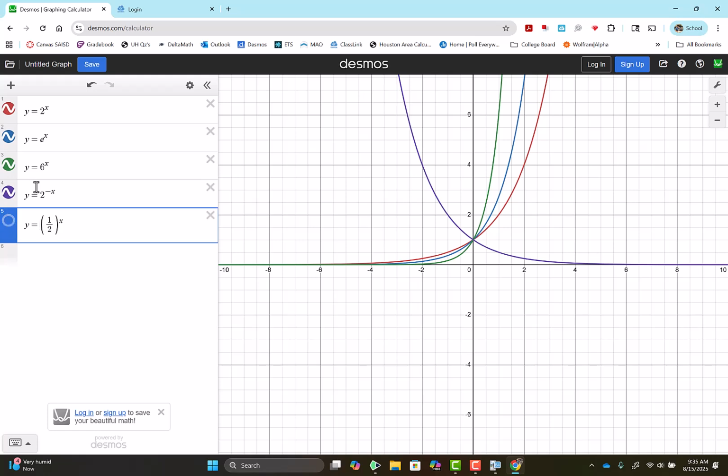No, if you make the exponent negative, the outputs are still positive, right? That's what we said with that purple one. See, I'm still above the x-axis. It reflects across the y-axis. You didn't say x-axis, sorry. Yeah, it reflects across the y-axis.